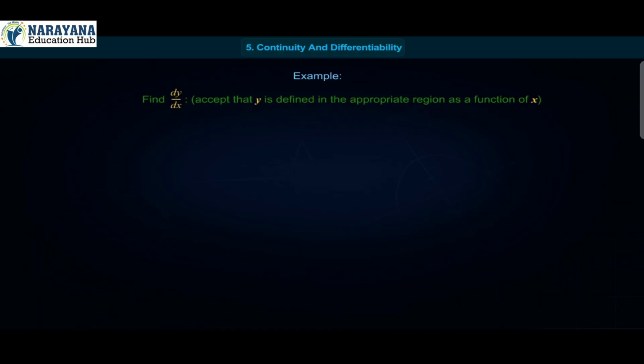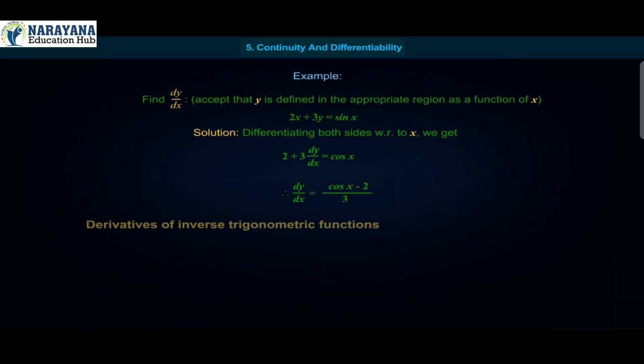Example: find dy/dx, assuming that y is defined in the appropriate region as a function of x. 2x plus 3y is equal to sin x. Solution: differentiating both sides with respect to x, we get 2 plus 3 dy/dx is equal to cos x. Therefore, dy/dx is equal to (cos x minus 2) upon 3.